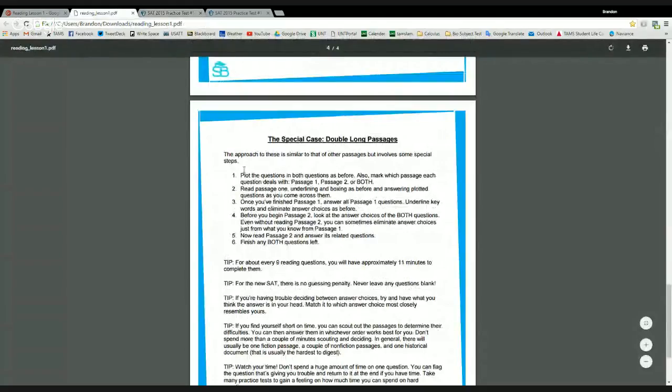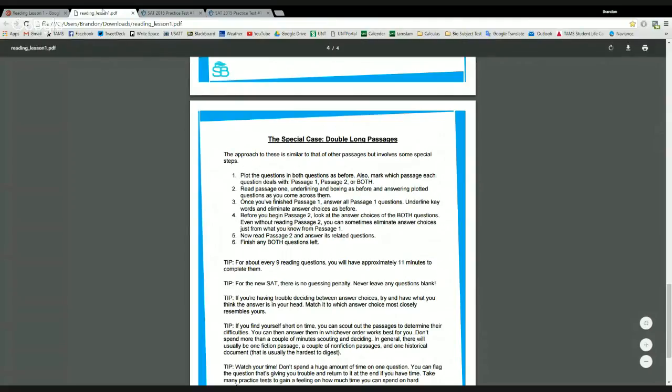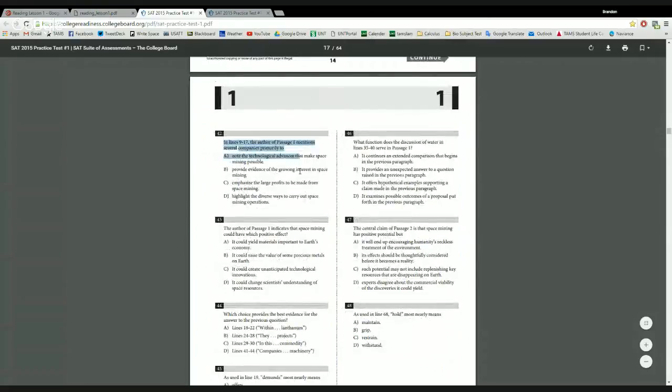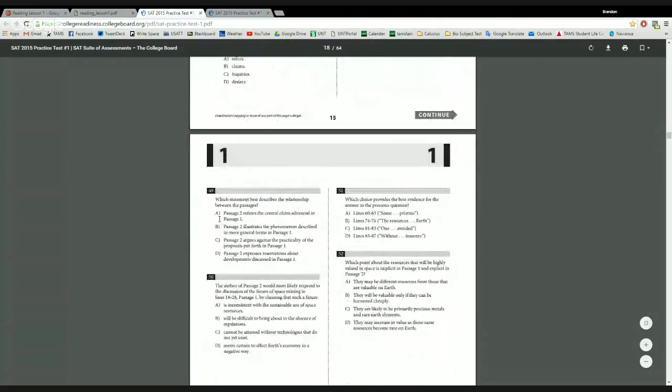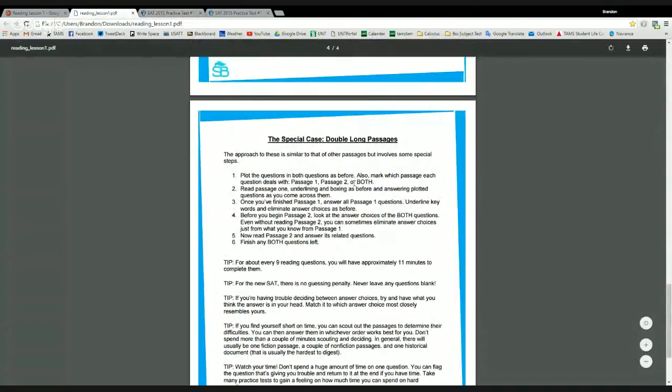So first step, plot the questions in both, just as you did before, and mark which passage each question deals with: passage 1, 2, and both. You mark them based on the passage that they're with. So this is passage 1, so you write a 1, 1, 1, 1, 1. This is now 2, so you write 2, 2. And all 4 of these are both, so you write B instead. So you can know which question correlates with which passage.